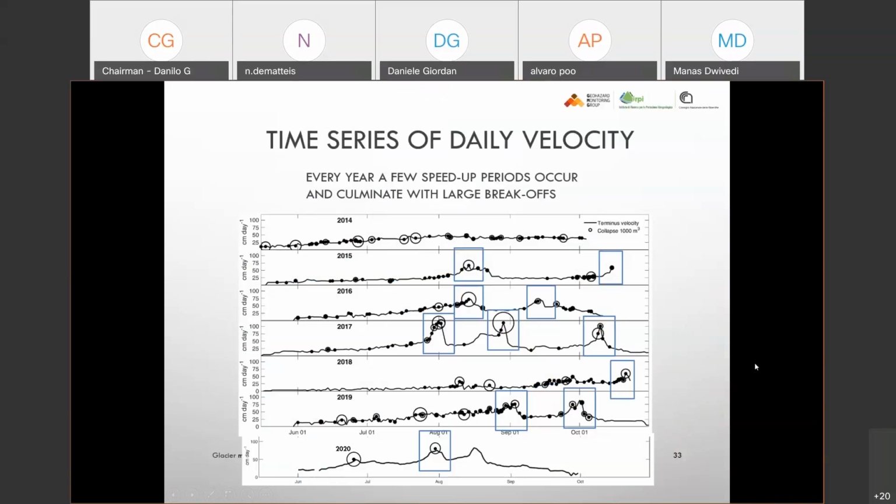These are the time series of velocity. This is the mean velocity of the frontal sector between 2014 and 2020. The black dots represent the break-off events, and the dimension of the white circles is proportional to the volume of the break-off. As you can see, every year, a few strong accelerations occurred, and they culminated with a large break-off.